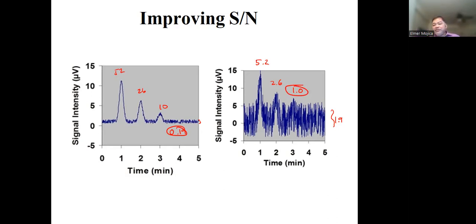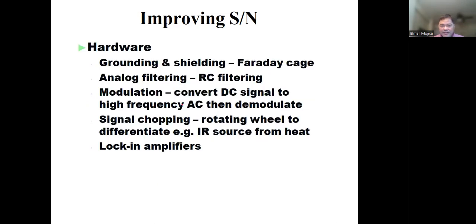So how are you going to do that? How are you going to enhance the signal? They say there are two ways. One is hardware, which is just analog based. Analog filtering, okay? And some of the devices they have here, I won't go through each one, okay? Grounding and shielding.